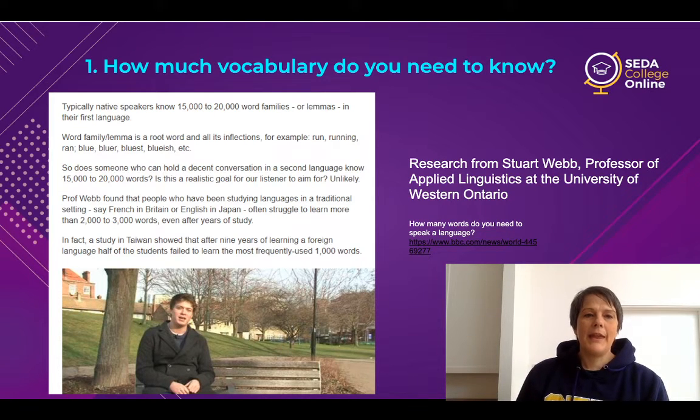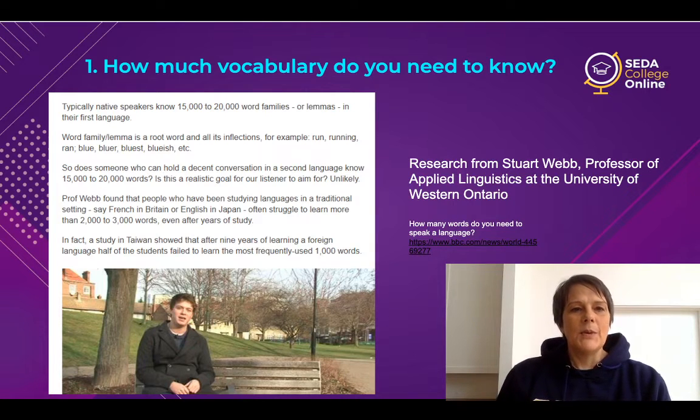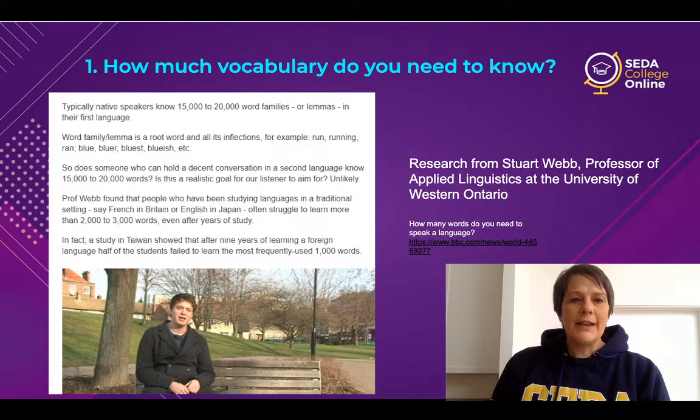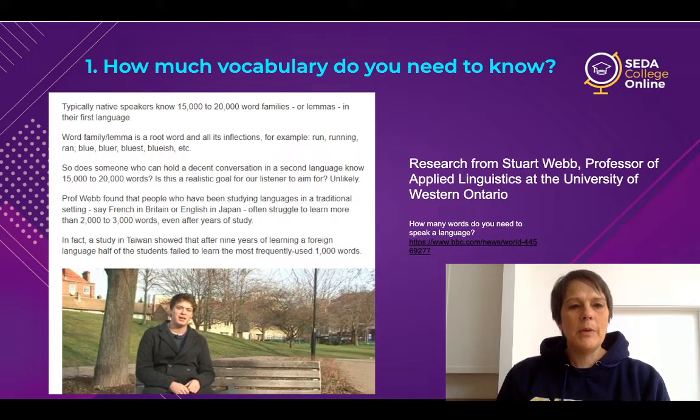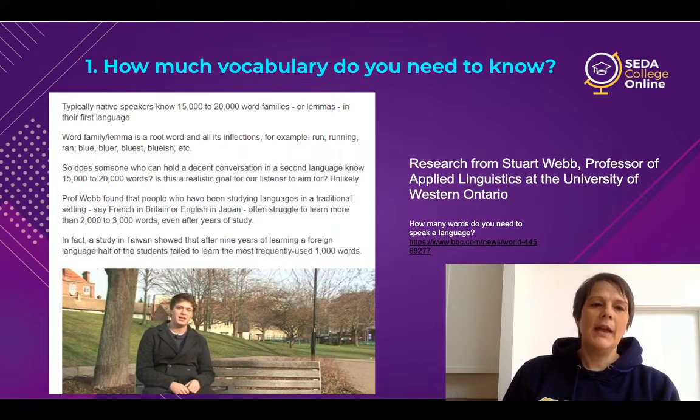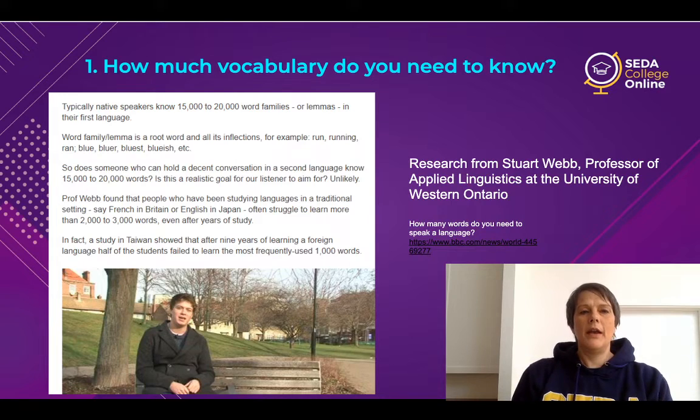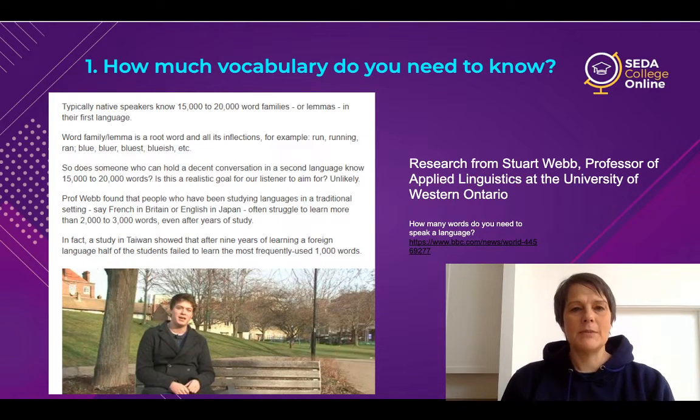And that way then the native speaker says that if you know 20,000 of those word families, then you are sort of an average native speaker. So it's the root word and all its inflections. So run, running, ran, blue, bluer, bluest, bluish, etc. It's just one concept word, and all the words that come off it is one word family.